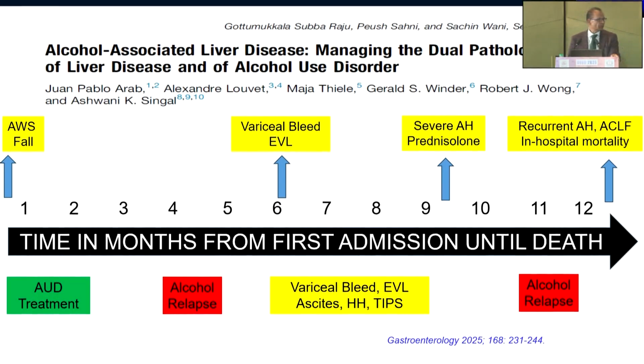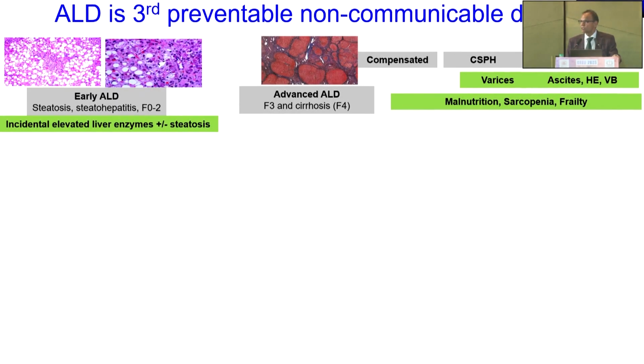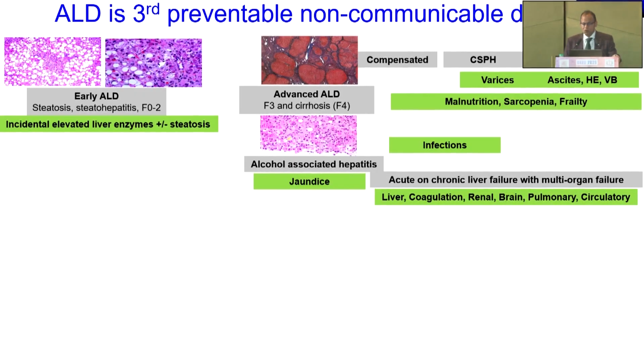Could this have been prevented even after the onset of cirrhosis? The answer is yes. And this is a third preventable non-communicable disease. So alcohol-associated liver disease is totally preventable. Third preventable non-communicable disease at any spectrum, whether it is an early stage of liver disease, a more compensated to decompensated liver disease with cirrhosis like our patient, or alcohol-associated hepatitis which happened in our patient.